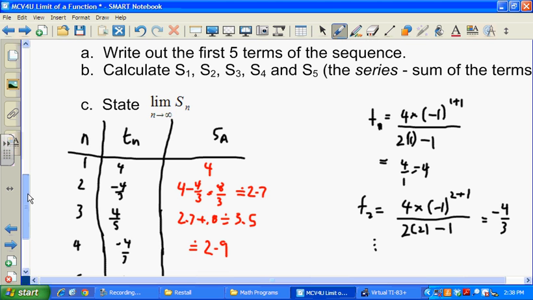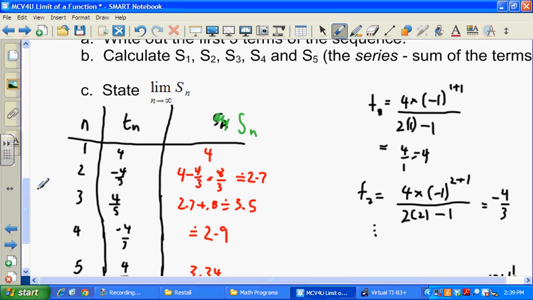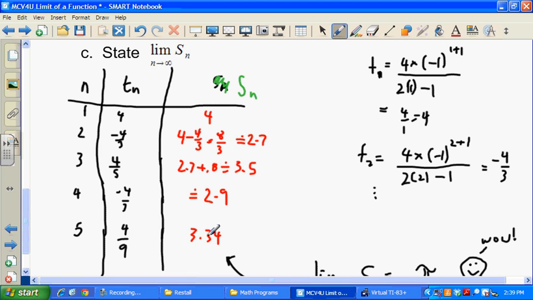I don't know if you would have got this pattern, but the second part is to evaluate the sum, and although it's not written very nicely, it's supposed to be the sum of the first n terms. So the first term's sum is just 4 because it's only the one term. Then when I get S2, I add up the first 2 terms, and I get about 2.7. I add up the first 3 terms, and I get about 3.5. Then add up the first 4 terms, and I get about 2.9. It seems to be jumping back and forth. 5 terms, 3.334.